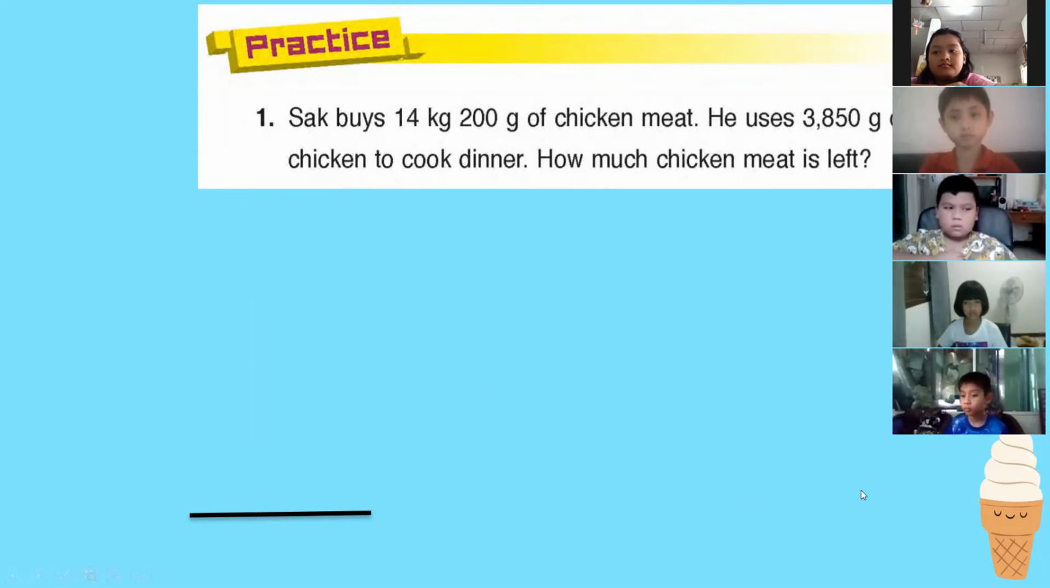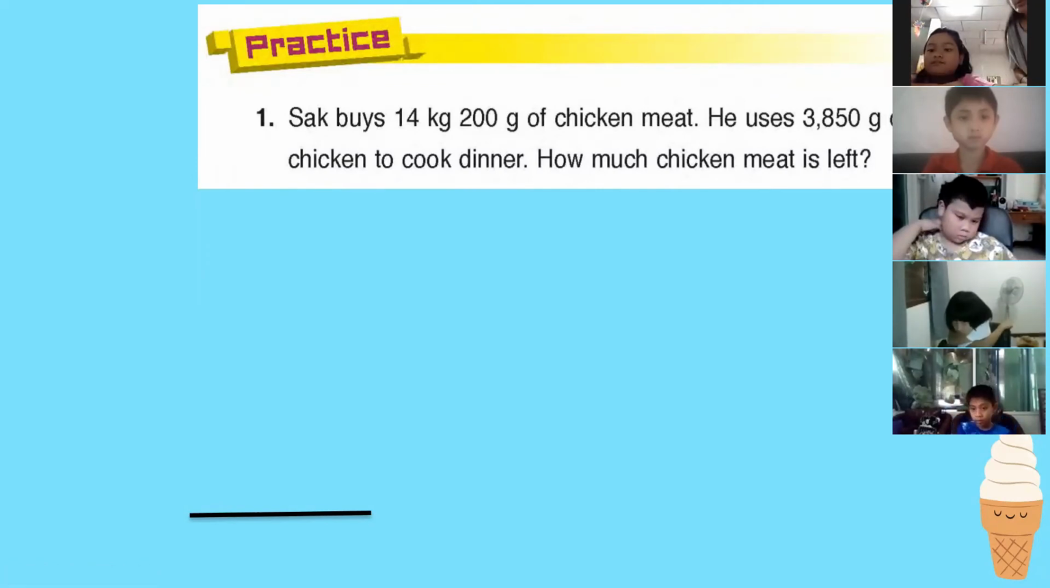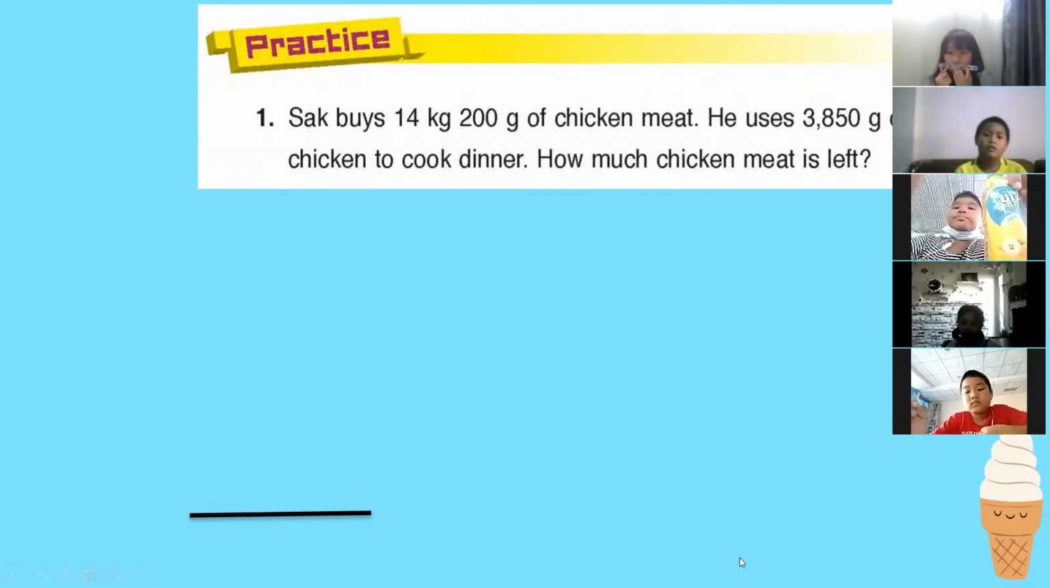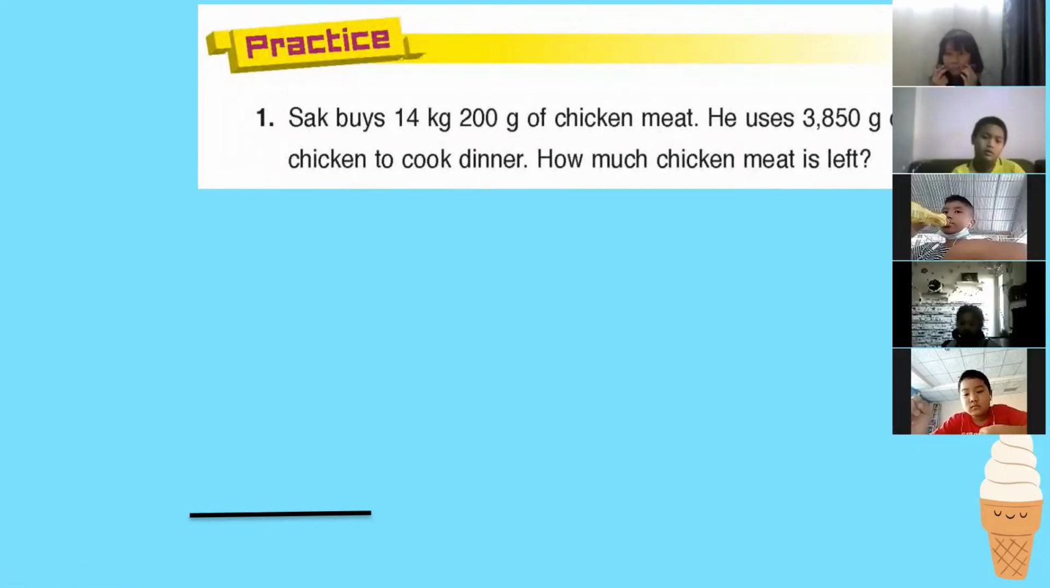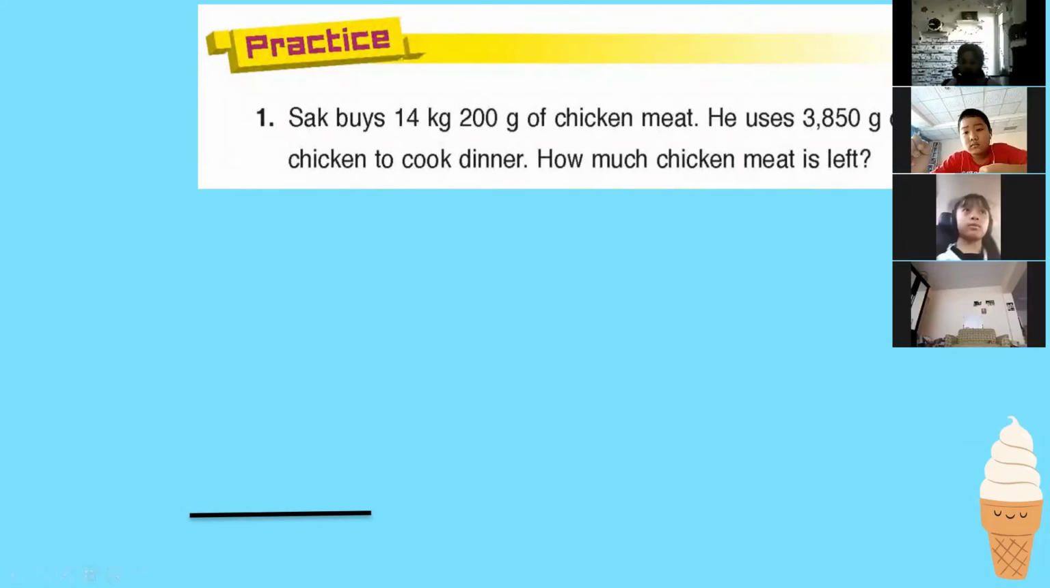Okay, have left. Based on the vocabulary that we discussed, Gun, what do you think is the operation that you're going to use here? Is it addition or subtraction? If you understand the problem, subtraction. Why? Why subtraction? Because it has the word left, okay, the word left, right? You understand it? Now let's try to solve.